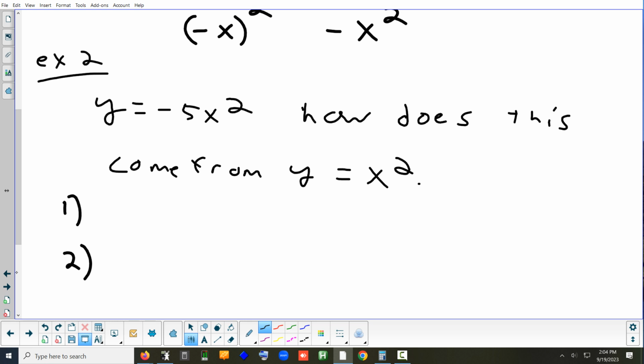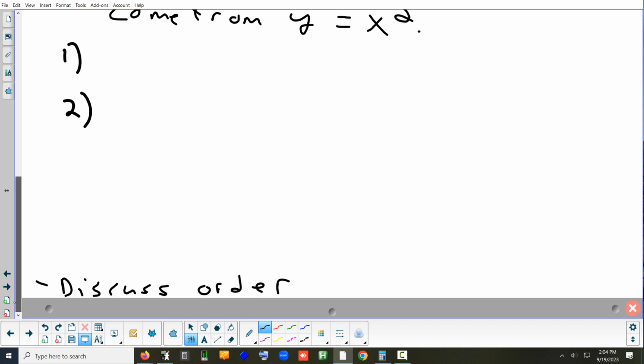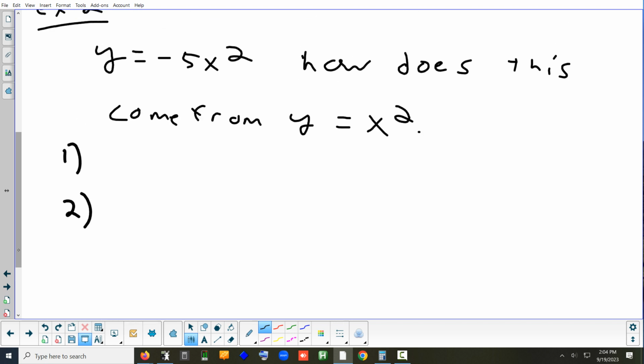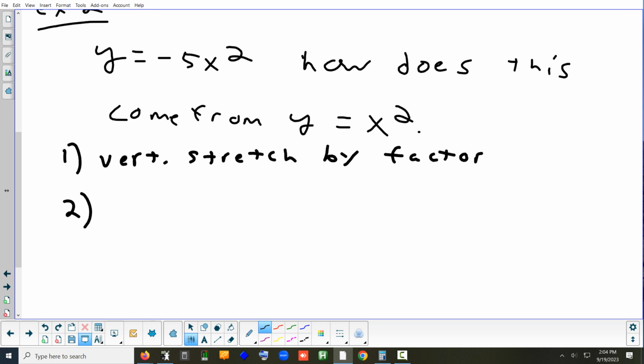Now, the order you write them in is important. I'm going to tell you that order later on. For now, I'll just give you what the first one is. The first one has to do with the 5. Okay. What is the 5 going to do? Yeah? Vertical stretch by factor of 5. Exactly. So you have to say vertical stretch by, and then you say factor of 5. So that's what the 5 does.